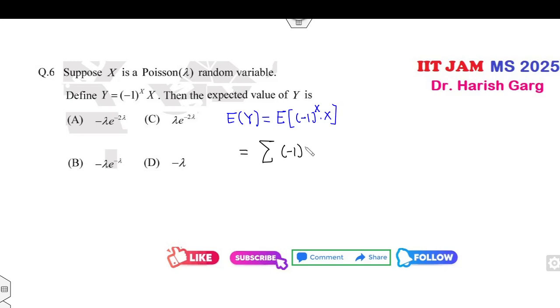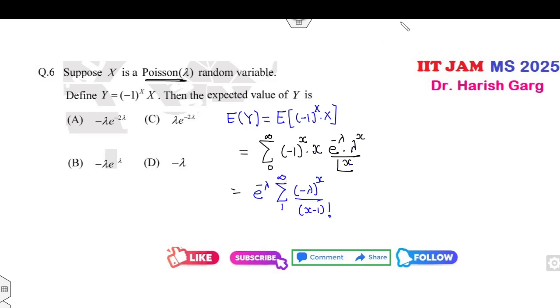PDF of x. What is x? x is a Poisson distribution: e raised to power minus lambda, lambda raised to power x over x factorial, x starting from 0 to infinity. I can take e raised to power minus lambda outside. I can combine the terms, and divide so it will be x minus 1 factorial. Then the sum will start from 1 to infinity.